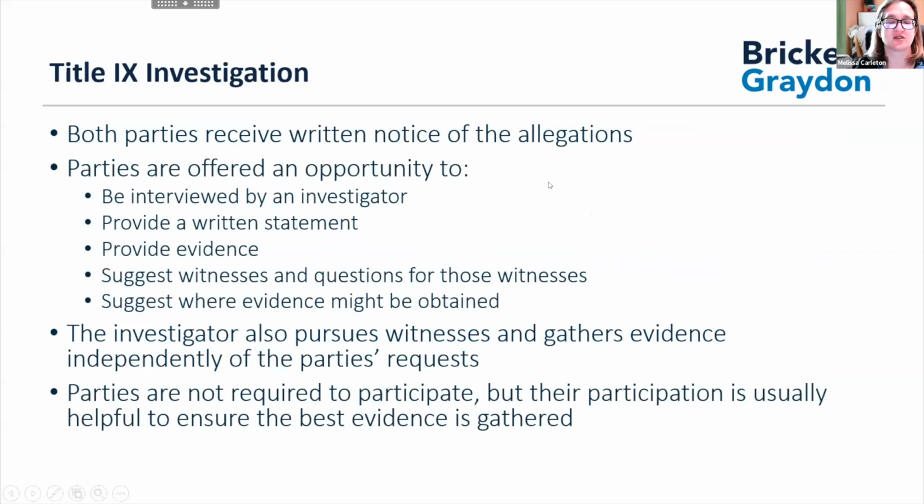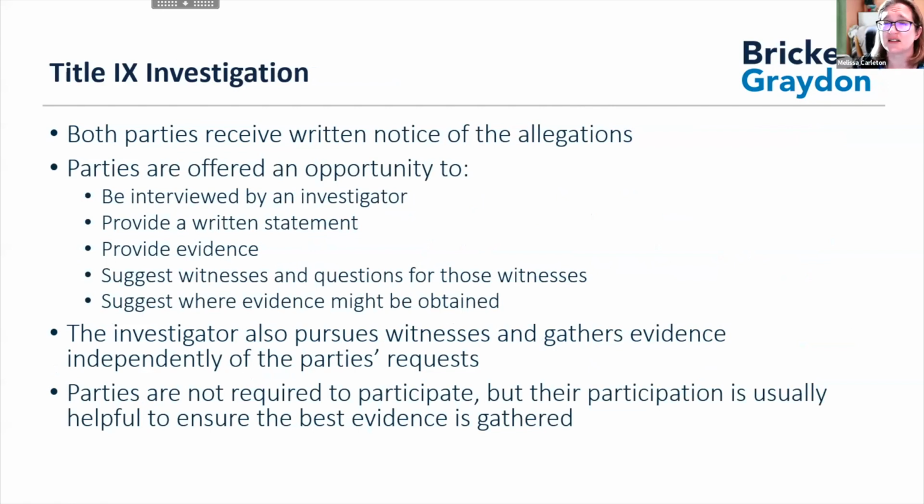So what does an investigation look like? First off, both parties receive written notice of the allegation. That's really important. We don't do anything by ambush in a Title IX process, right? So everybody knows what we're investigating when we start the process. And the parties are going to get an opportunity to be interviewed by the investigator. They can provide a written statement.